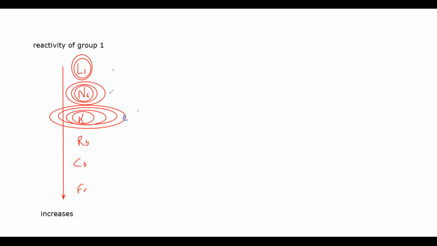Potassium has 1 electron in the last shell, sodium also has 1 electron in the last shell, and lithium also has 1 electron in the last shell. So the force of attraction, because the nucleus is attracting the electron: as the number of shells increases, the force of attraction between the nucleus and the electron decreases, or the electrons are far away from the nucleus, so it can lose an electron easily. So as it can lose an electron easily, it can react much faster.